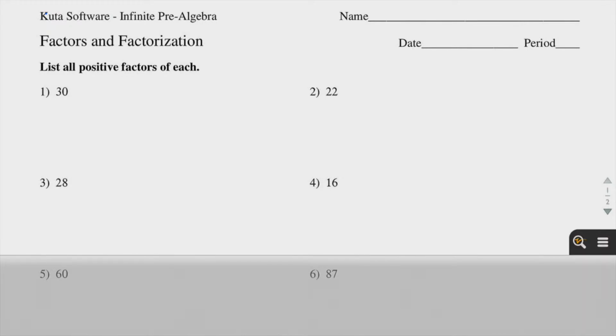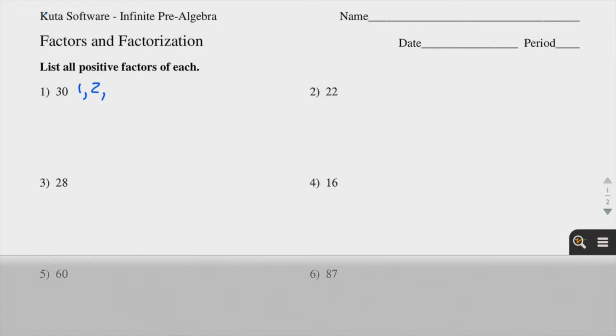So let's start with number 1 for 30. We want to check for 1. 1 is going to go into it for sure. 1's going to go into all of these. Let's check for 2. The rule for 2 is if it ends in a 0, 2, 4, 6, or 8, or if it's an even number, then 2 goes into the number. So we're going to go ahead and put 2 for this one.